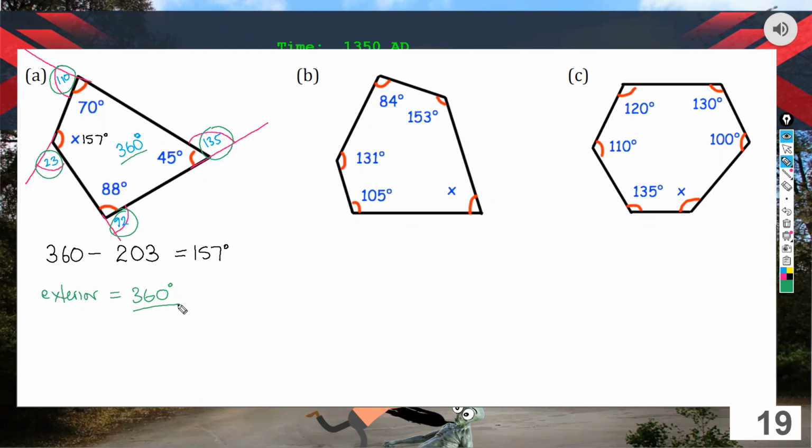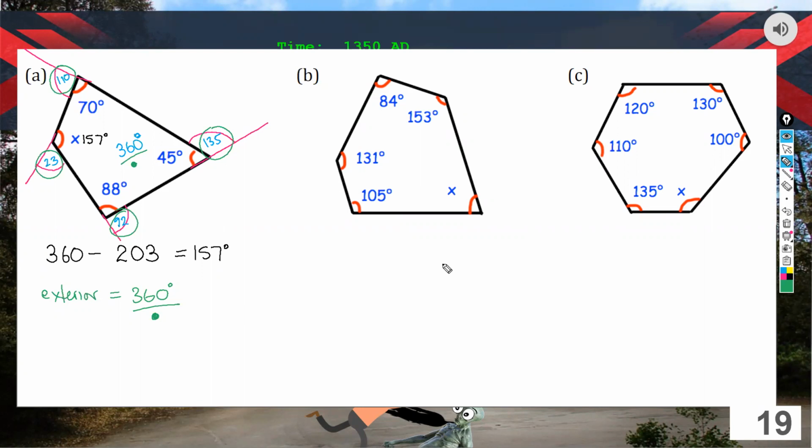And this creates the illusion that interior angles are always equal to exterior angles. But you're going to learn soon that is not true. Interior angles can change. The more sides a shape has, the larger the interior angles. But the exterior angles will always add up to 360.